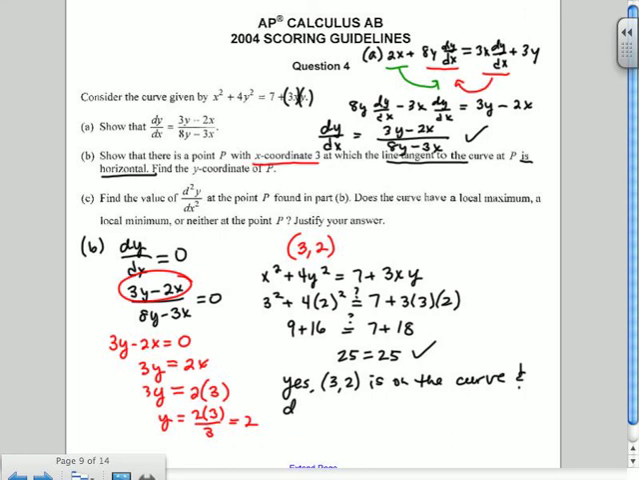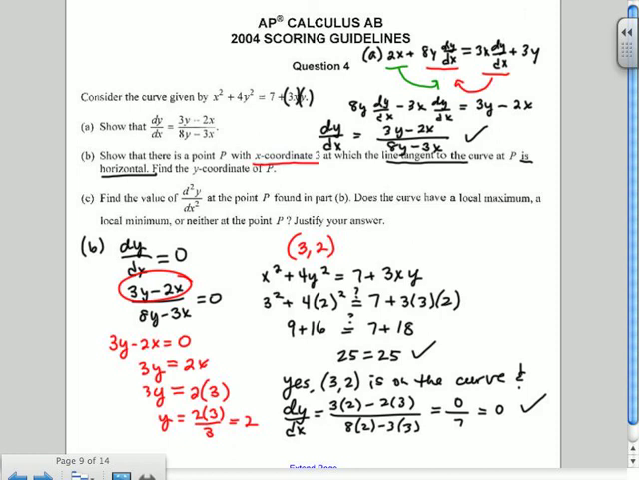And dy over dx there is 3 times 2 minus 2 times 3 over 8 times 2 minus 3 times 3, which is 0 over 16 minus 9, so 7, so it's 0. So the slope is 0.